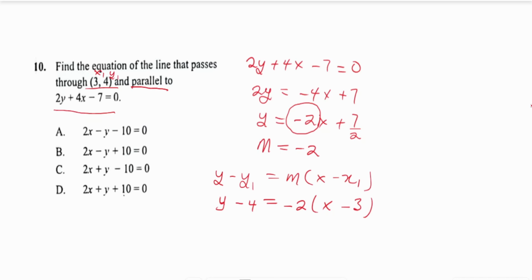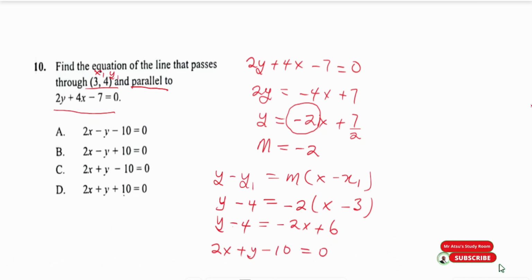And we have to arrange them to look like this: x term, y term, constant equal to 0. So that will give us y minus 4 equals negative 2x plus 6. And then arranging it to look like this, we bring the 2x to the left side, become positive 2x plus y. We bring 6 here, become negative, so minus 10 equals 0. And when we look through, that is option C.